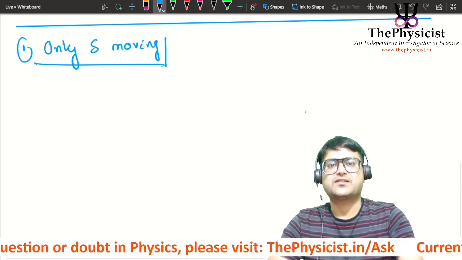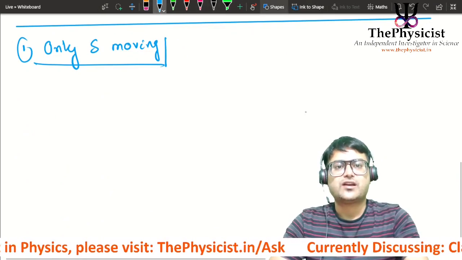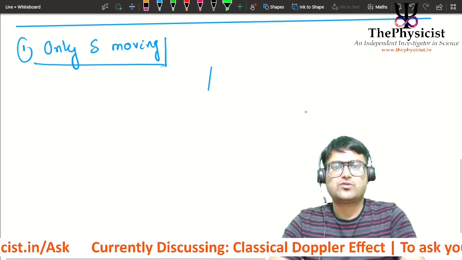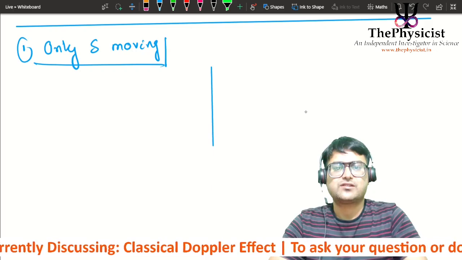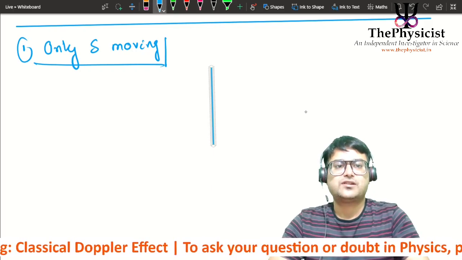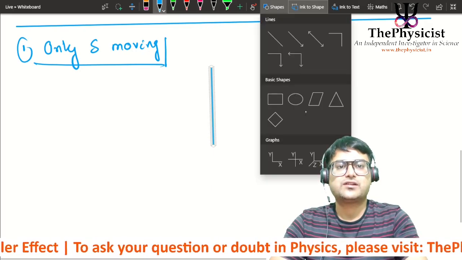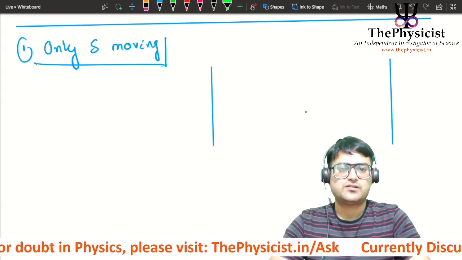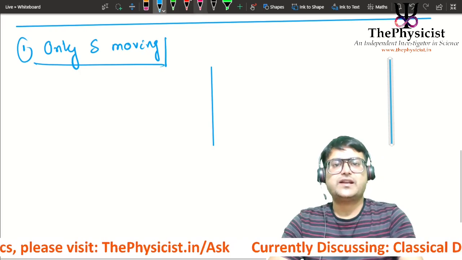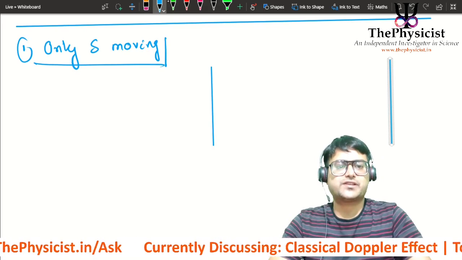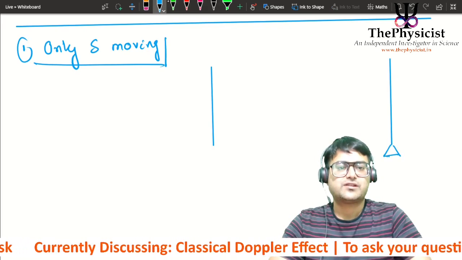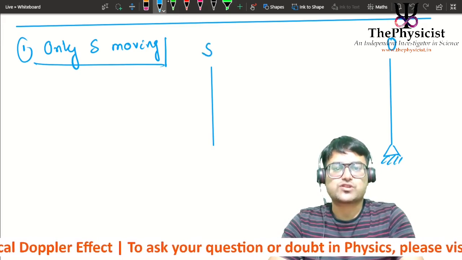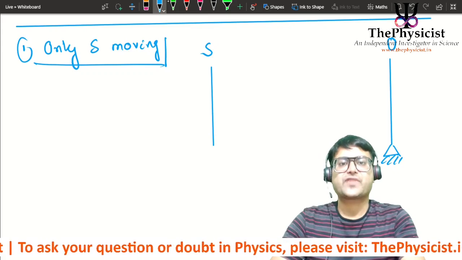In this case, what really happens? Let's see. Let me draw two vertical bars, one here and then one here. And let me, in this case, fix this to the ground. That's my observer O. But this is my source S.